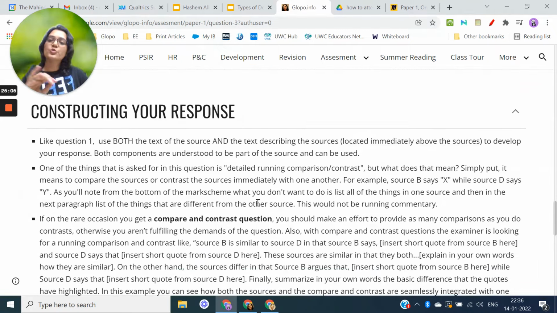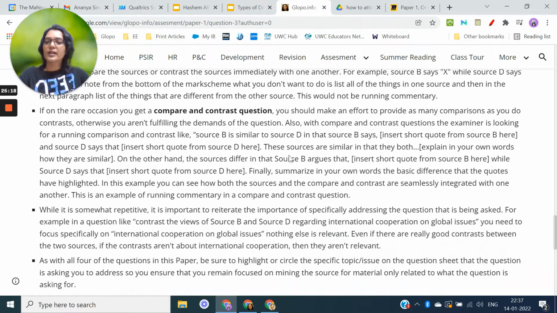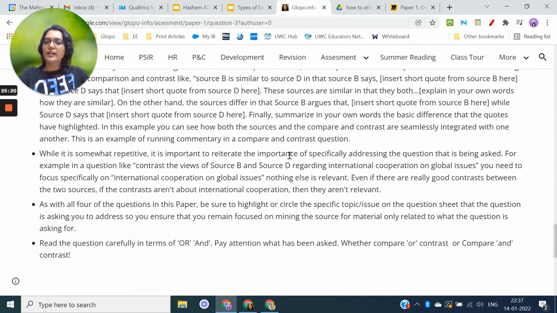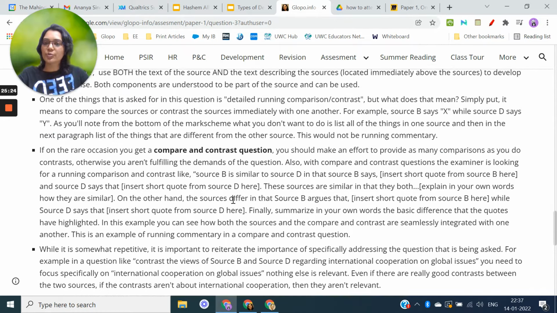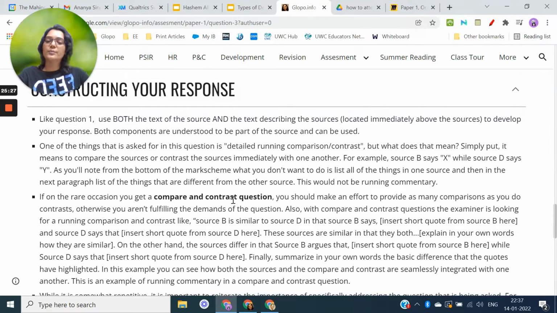Like question 1, use both the text of the sources and the text describing the sources. So that means origin. What you studied about the PAL-TOT, O stands for the origin. Now this is something which you can definitely refer to. This is what I have already described to you. I have already taken you through this one. And 4 clear paragraphs are asked. What is compare, what is contrast?